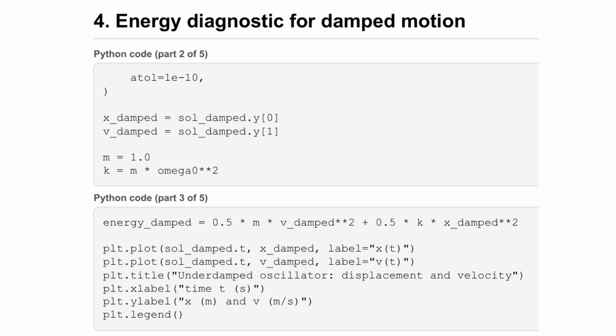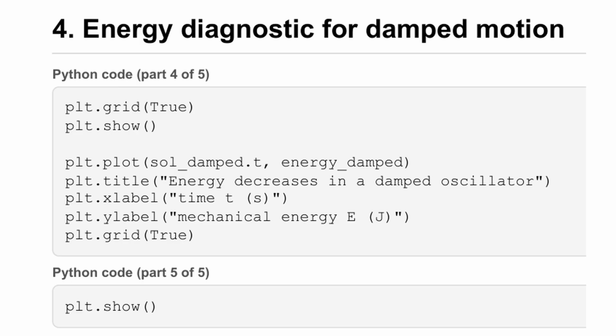We first plot the displacement and velocity together to observe the decaying oscillations. Next, we prepare a second plot specifically for the mechanical energy. We plot the calculated energy array against time. This diagnostic plot will help us confirm whether our numerical solution obeys the expected physical laws regarding energy dissipation.